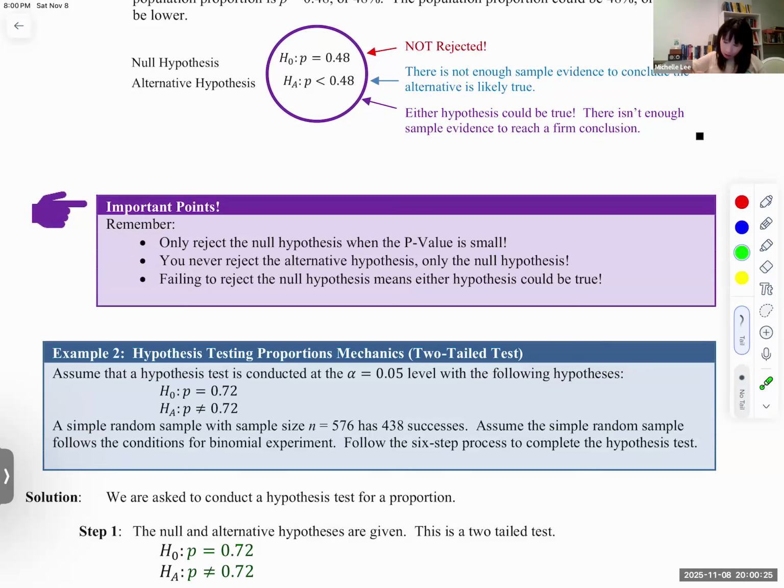Okay, so let's take a look at these questions. We have null hypothesis P is 0.72 and alternative hypothesis P is not 0.72, right? So that means two-tailed test, right? Okay, so let me take a picture of all the information. So we have 438 successes, and then the sample size is 576. It's not equal to, that means a two-tailed test.